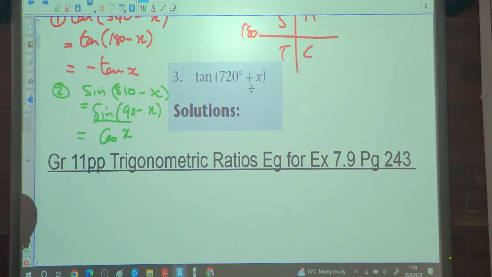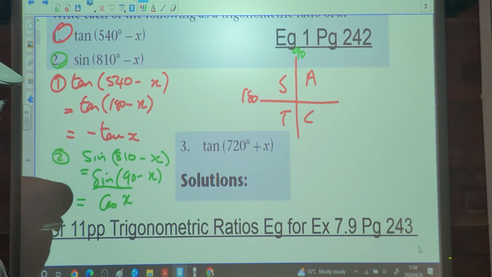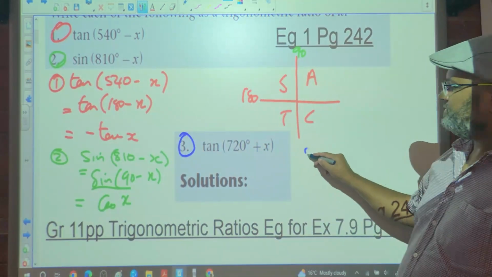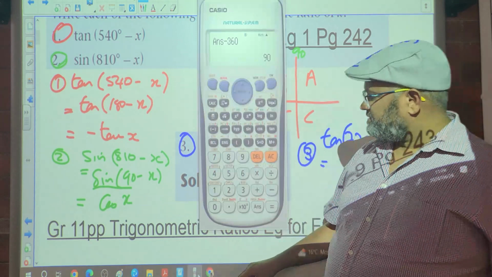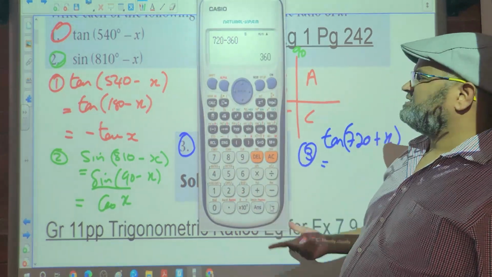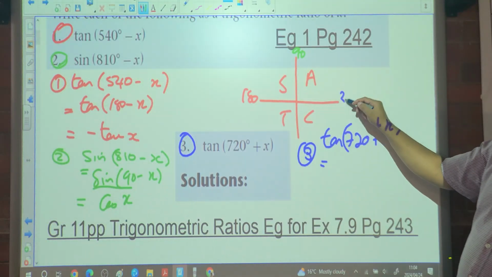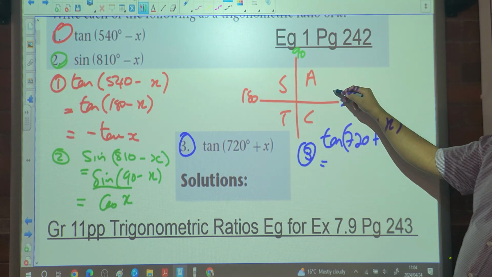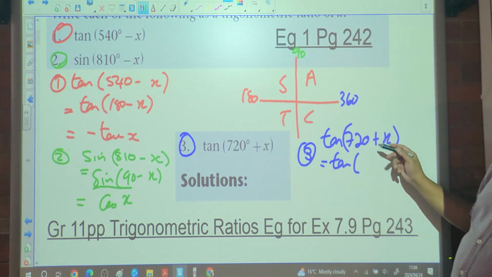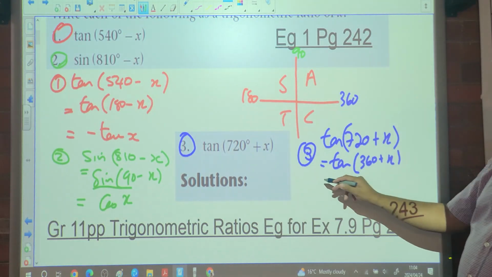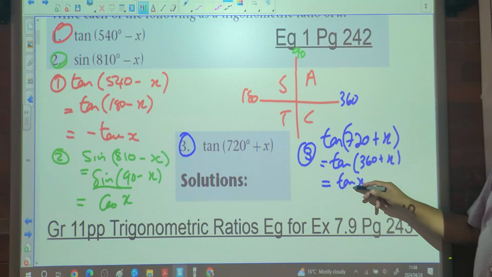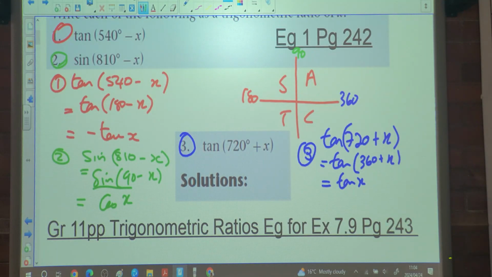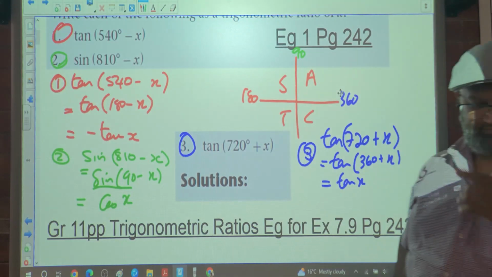The third one, number 3. You've got tan of 720 plus x. So what do I do? Subtract 360. So 720 minus 360 is 360. So it's simply 360 plus x, which is in quadrant 1. Is tan positive or negative? Positive. So it's just tan x. You guys understand? Otherwise, if you wanted to subtract 360 again, you would have gotten 0 plus x, which goes straight into tan x. Either way, you would have gotten a full mark. Do you guys understand? So any confusion?